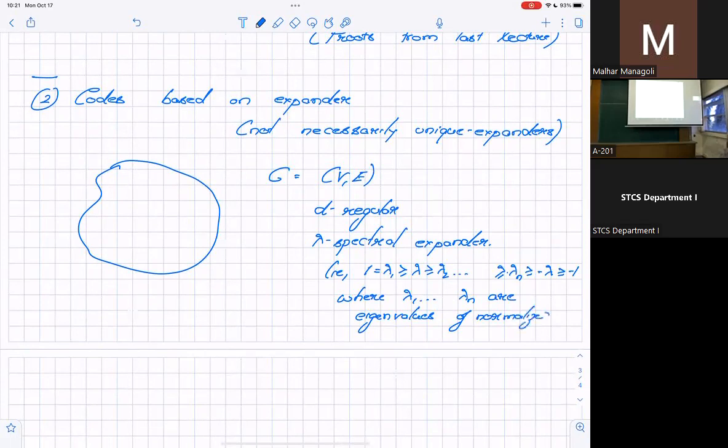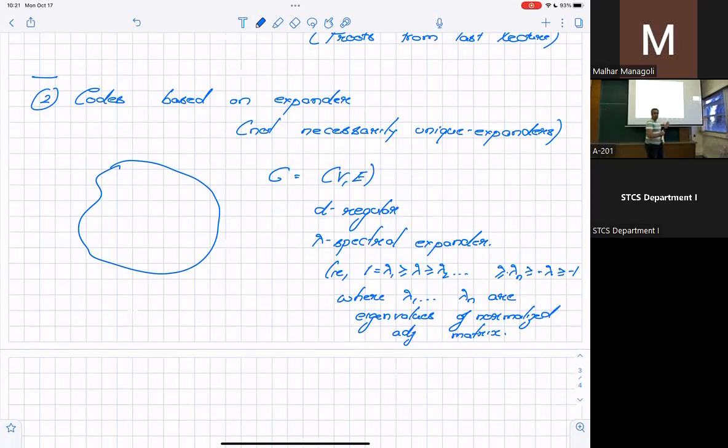Normalized. It is clear what I mean by this. Take the adjacency matrix and normalize it. The adjacency matrix has ones if i and j are connected and 0 otherwise. Normalize it, that is, divide by D. It's a regular graph, so every vertex has the same degree. So just divide every entry by D, and now look at the eigenspectrum of this.